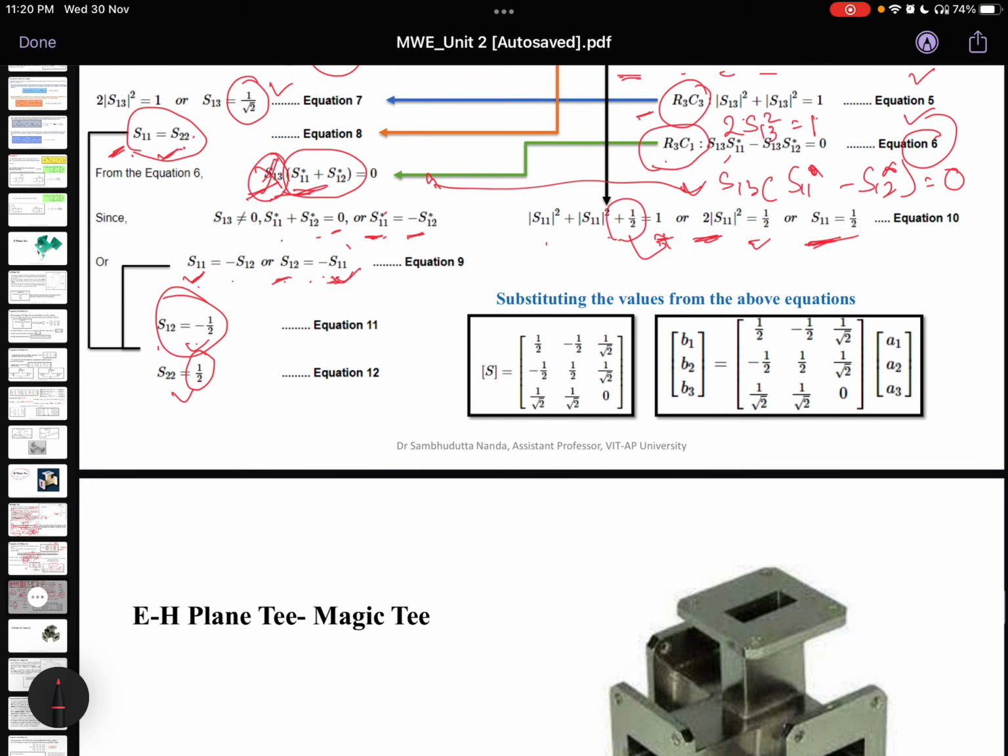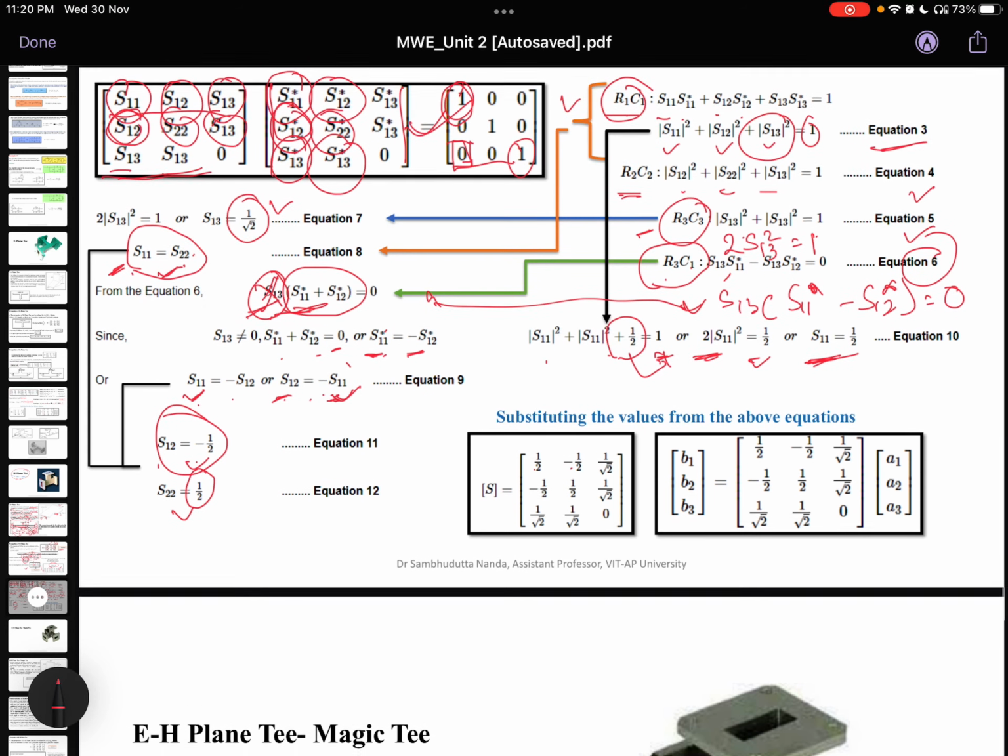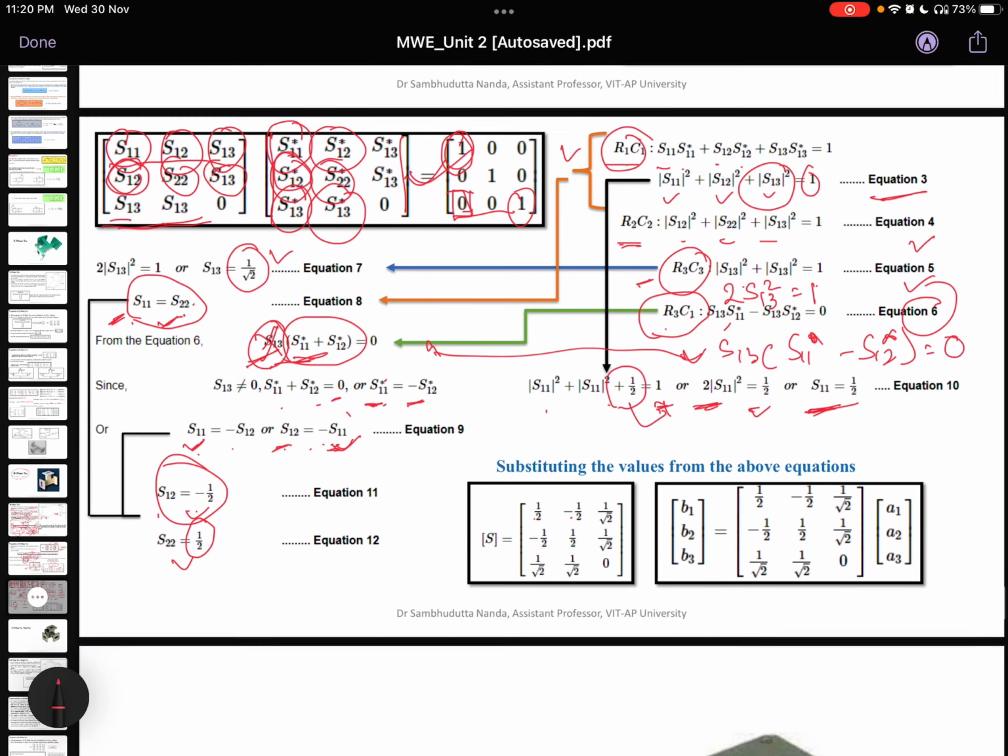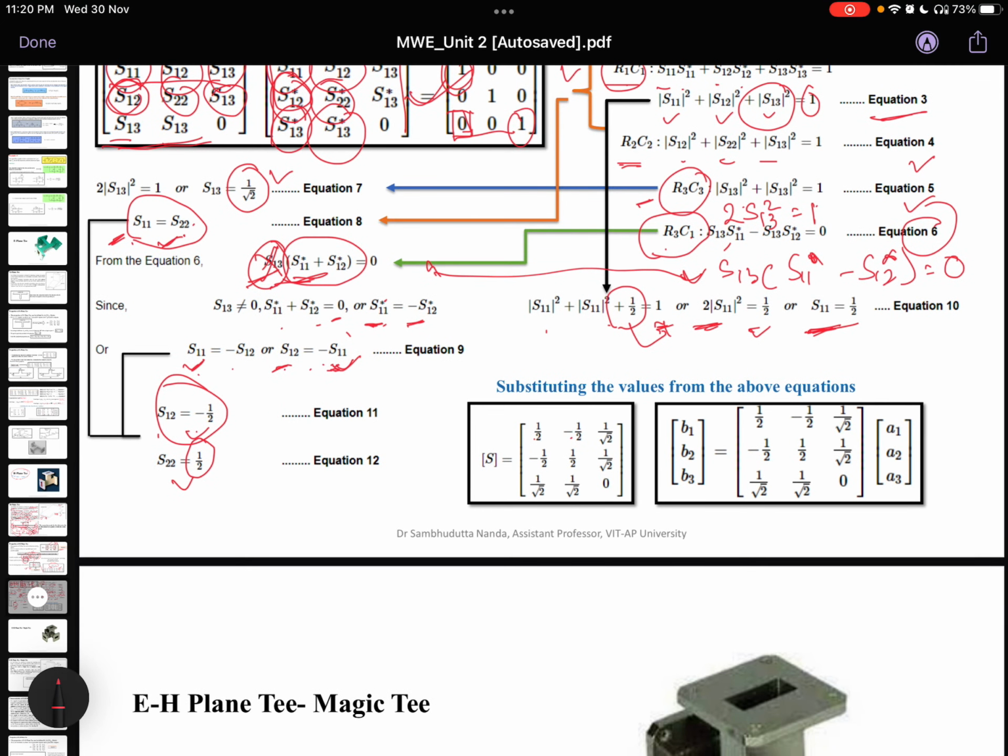So whatever values we have got, if we replace them in the matrix, then we will get the S matrix by just replacing the values of S11, S12, S13. So if I replace all these values according to this matrix, then I'll get this one as my final S matrix for the H-plane Tee.